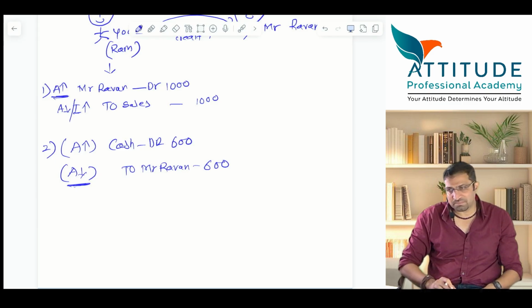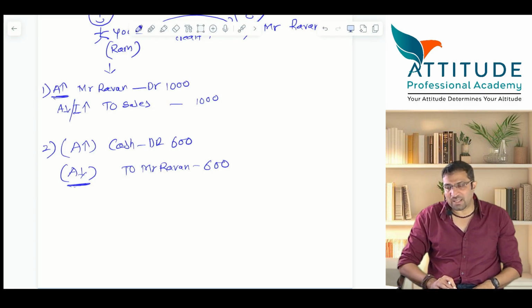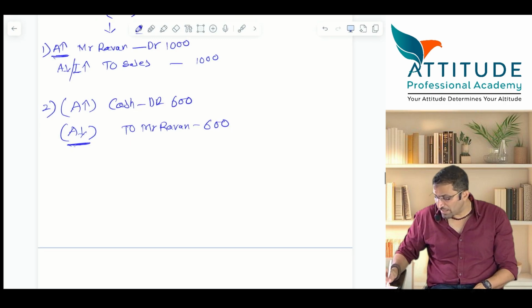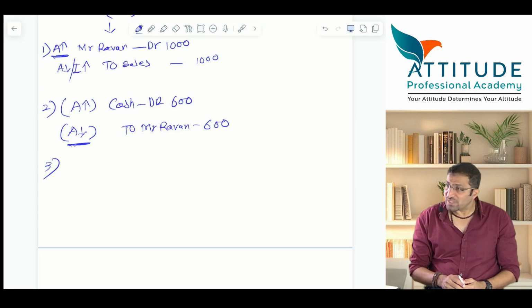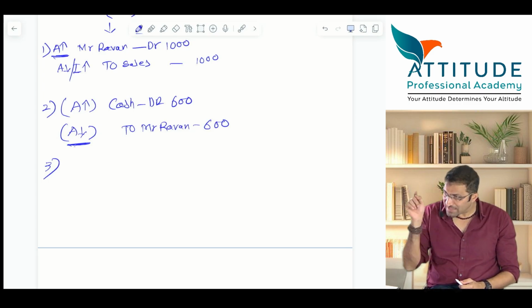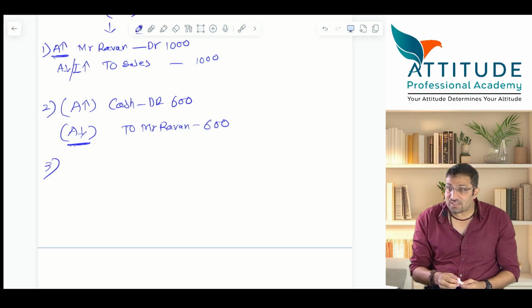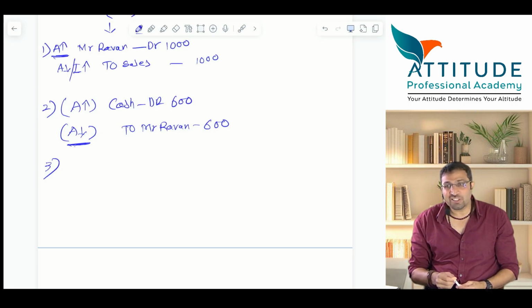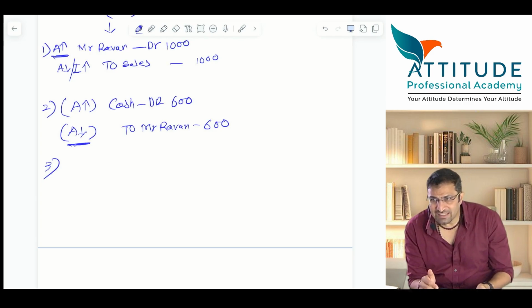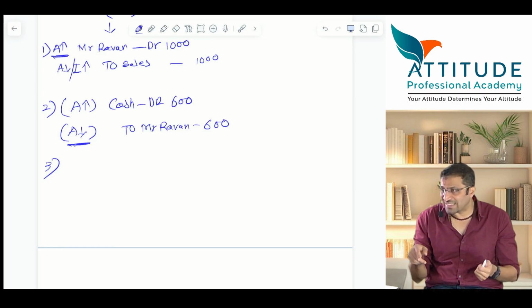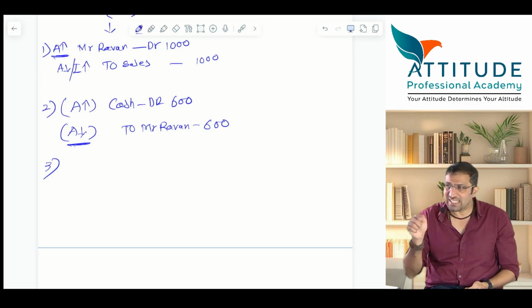Okay. After a few days, I come to you and I say, I don't have this 400 rupees. I have gone bankrupt. So Ravan has gone bankrupt. Understood? Now tell me, when Ravan goes bankrupt, what entry will you pass? Are you going to keep it as receivable or treat it as a loss? You are going to treat it as a loss. So your loss has increased. This is not a transaction, this is an event. Ravan going insolvent is a transaction or an event? Event. Transactions and events should be recorded.